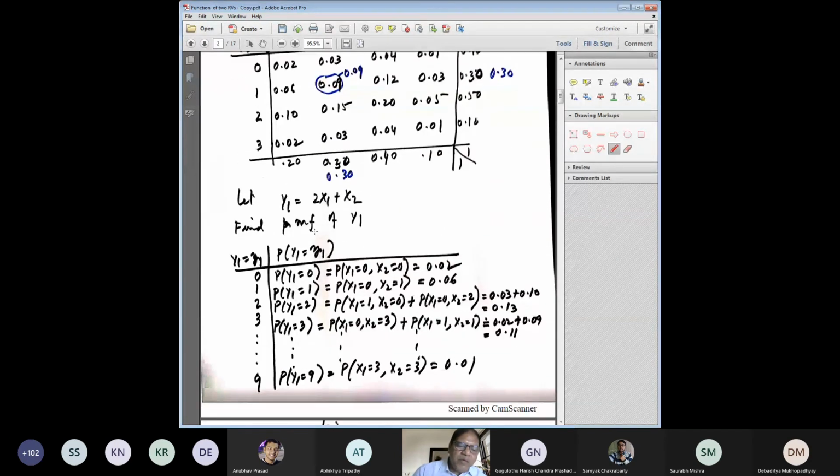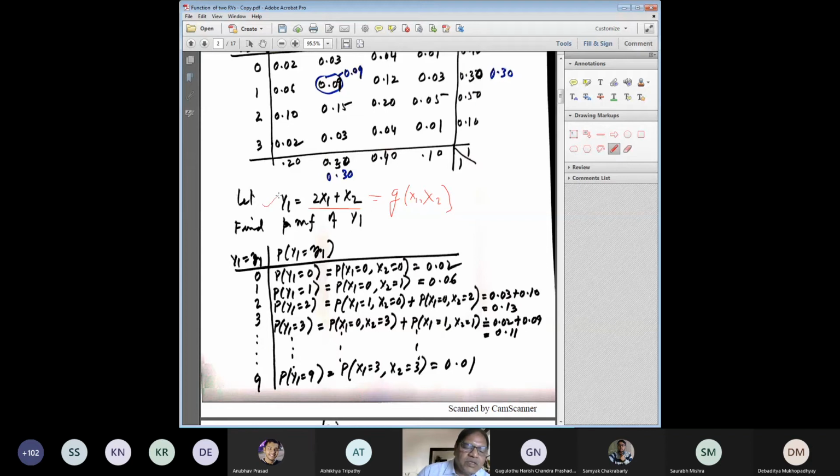So now if I define a new random variable y1 as a function of x1 and x2, and suppose we have considered 2x1 plus x2, this is my g(x1, x2). So this is the function. Now I have to find out what is the probability mass function of y1.